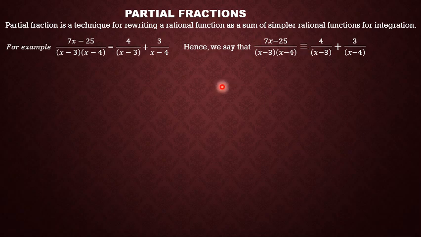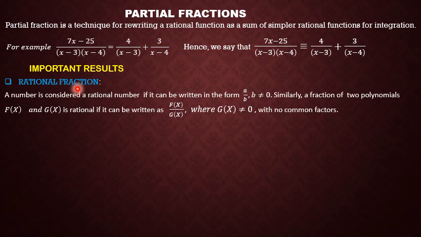All right, so let's look at some important results when dealing with partial fractions. Okay, so we have the rational fraction. What is actually a rational fraction? We know rational numbers: a number is considered a rational number if it can be written in the form a divided by b, and b should be different from 0.